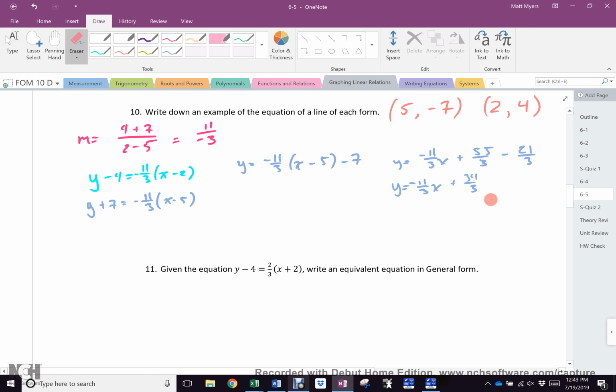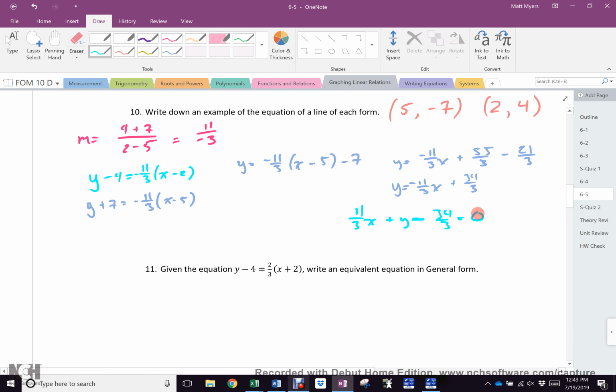Now, the last form I need, I've got my point slope, I've got my slope-intercept. What's the last one I need? How will I get general form here? What isn't allowed in general form? I got to have them all on the same side. That's one thing that's not allowed. Are these all on the same side? So let's move them. 11 thirds x plus y minus 34 thirds equals 0.